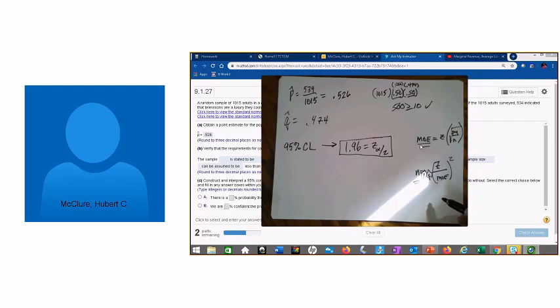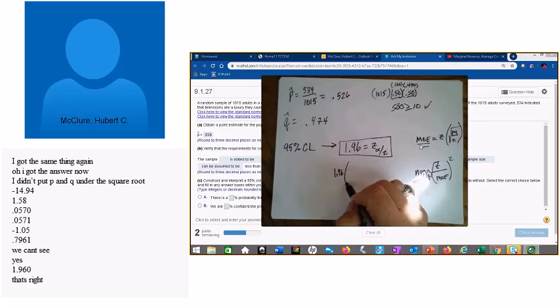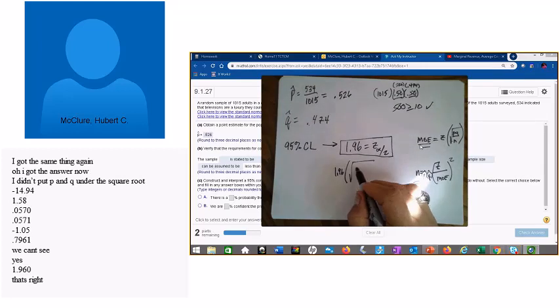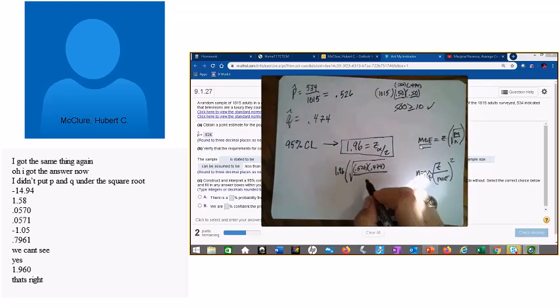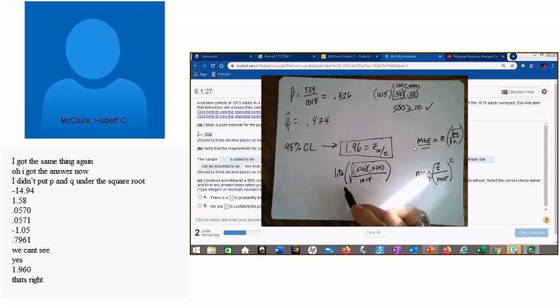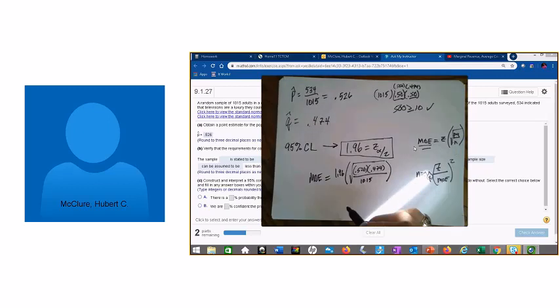So if I want to find the margin of error, I'm going to type in 1.96 times, is that the right one? Okay, square root of 0.526 times 0.474 divided by, N is 1,015. Okay, so I'm just going to ask y'all to type that in, and that's going to be margin of error. So what is that? Let y'all type it in.